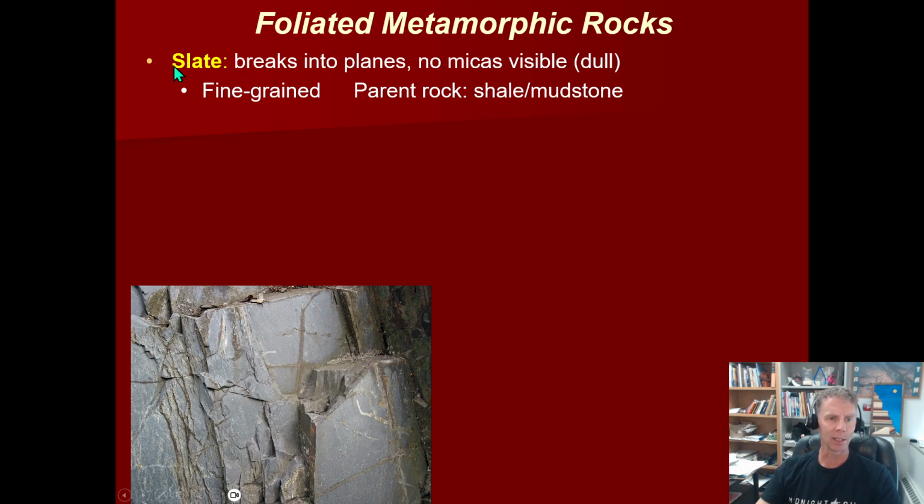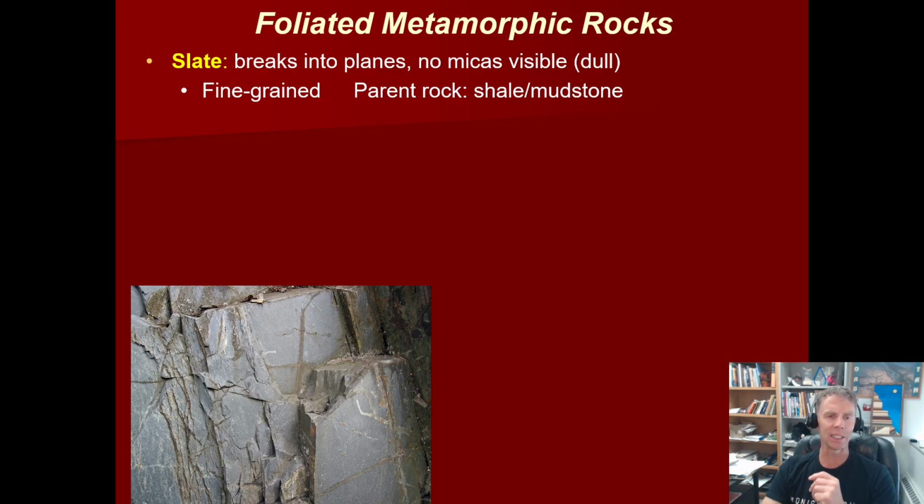So slate is our low-grade foliated metamorphic rock. Usually it's a shale or a mudstone that gets metamorphosed into slate. It can be tricky, especially when someone just hands me a rock and says, is this a shale or a slate? It can be tricky.